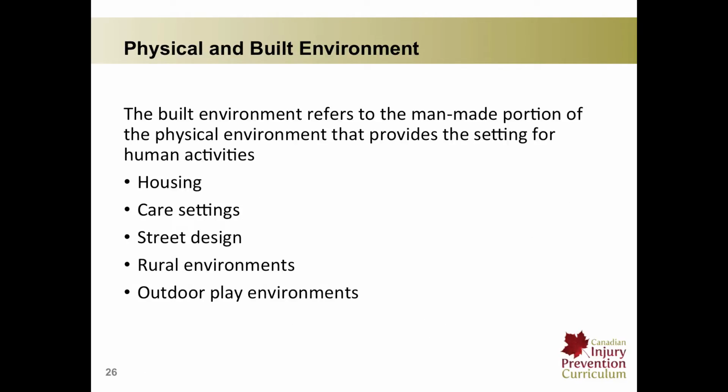Now let's talk about physical and built environments. The built environment refers to the man-made portion of the physical environment that provides the setting for human activities. It includes urban form, physical road infrastructure, land use patterns, and transportation systems. The built environment is also frequently referred to as the physical environment or urban form. The built environment is a common risk factor that affects many health-related outcomes, including the risk of injury. Modifying the built environment can help to prevent many types of injury, including falls, drowning, and motor vehicle collisions.